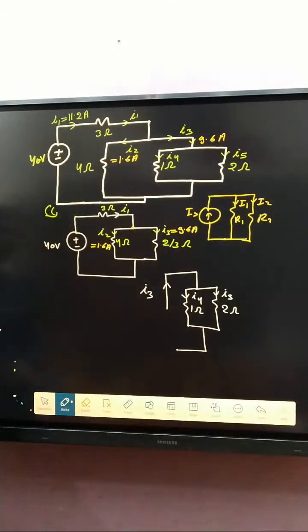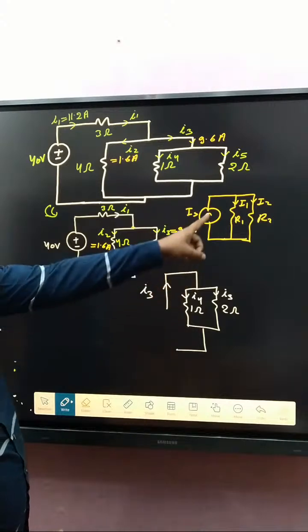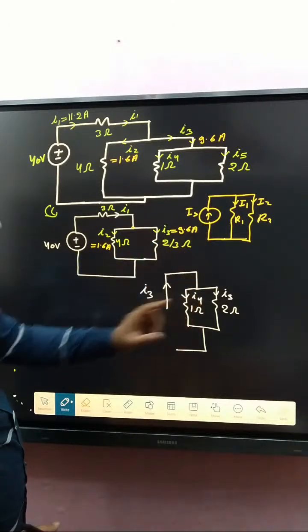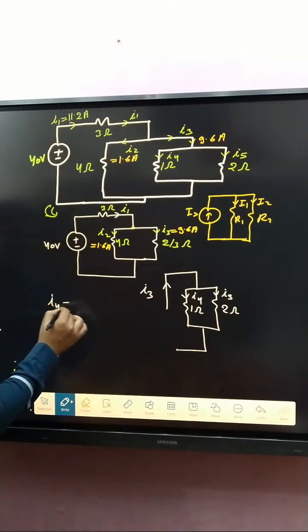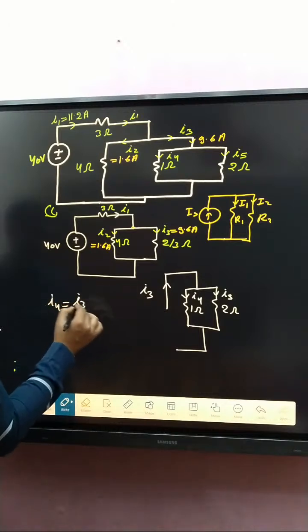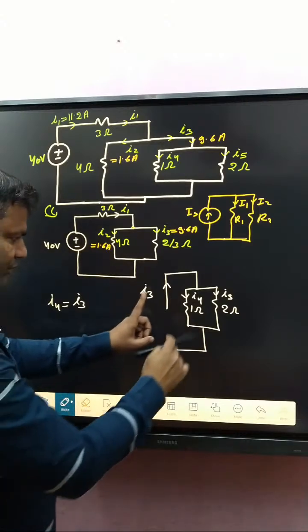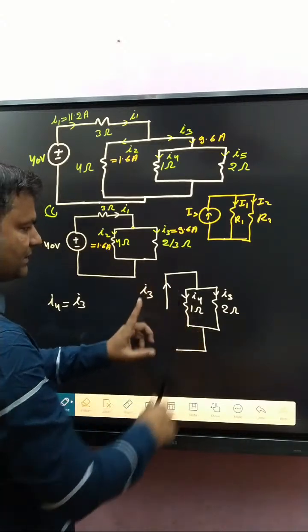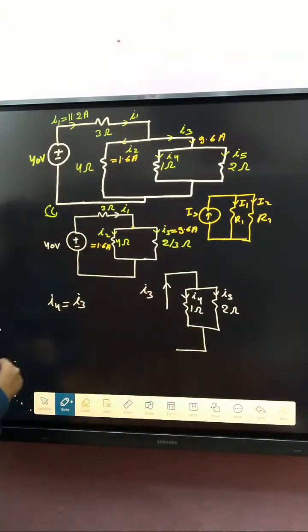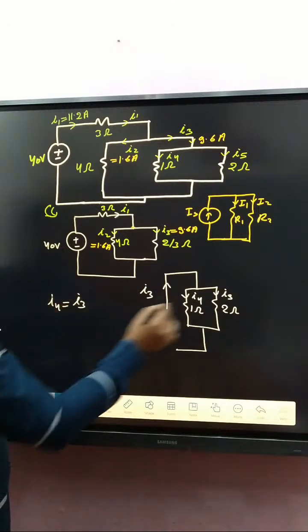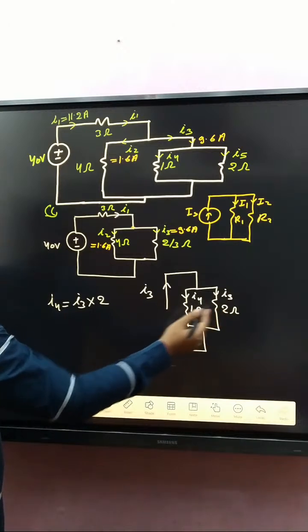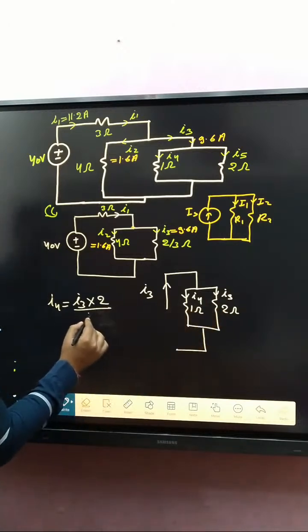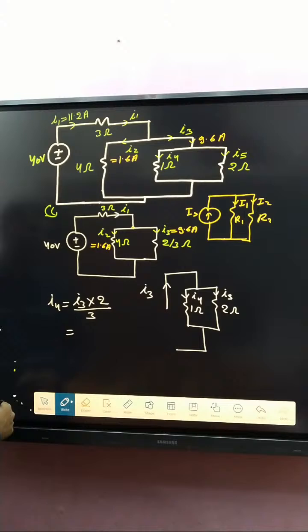Now, if you see this one and this one, again apply the current division rule. If you determine I4, it is basically written as I plus I3. Why? Because both current directions are opposite. That's why it is written as I plus I3 into the parallel resistance of that current, that is 2, divided by 2 plus 1, that is 3.